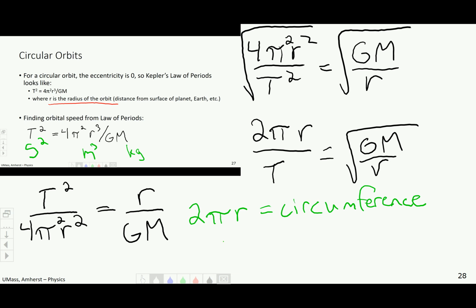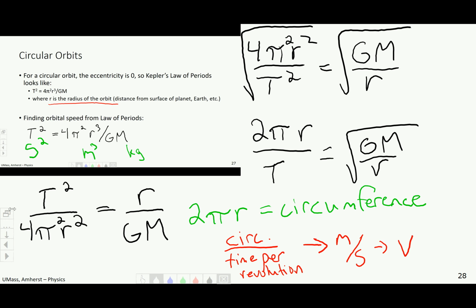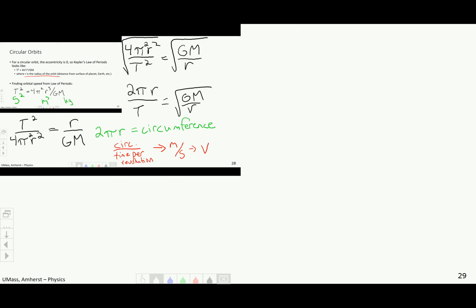So we end up with circumference over the period, right? And we said the period is the time that it takes to go around once. So we have the circumference over the time per revolution. We have the circumference over the time that it takes to get all the way around the circumference. And that is exactly meters per second, our velocity. What did we end up with? So we get, as a final result, the velocity of an object.